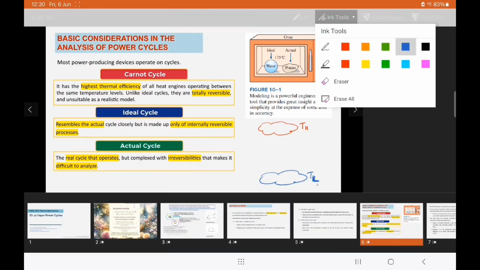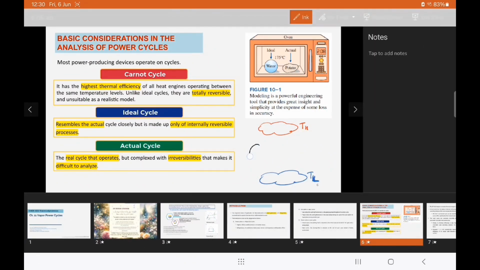If you have a number of heat engines operating between these two thermal energy reservoirs, and let's say one of them is working on a Carnot cycle, the one with the Carnot cycle has the highest thermal efficiency. But the Carnot cycle, unlike ideal cycles, is totally reversible, and that makes it unsuitable as a realistic model.